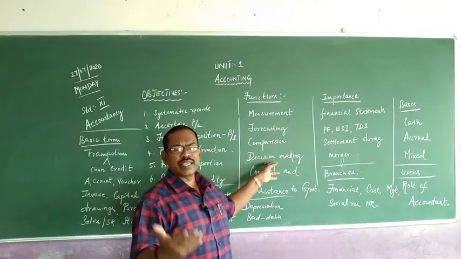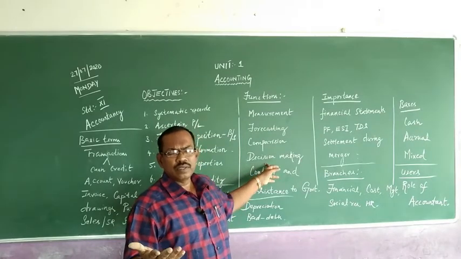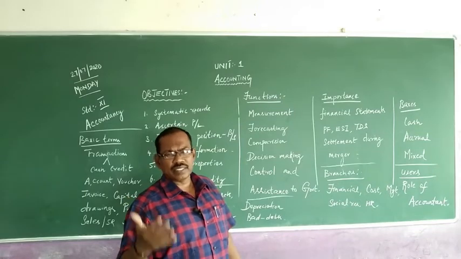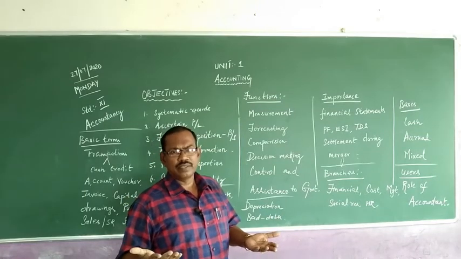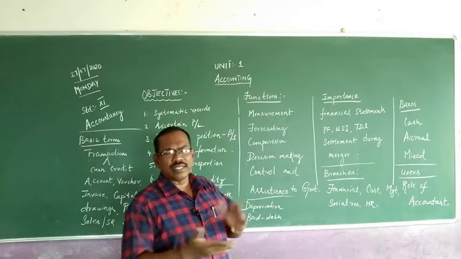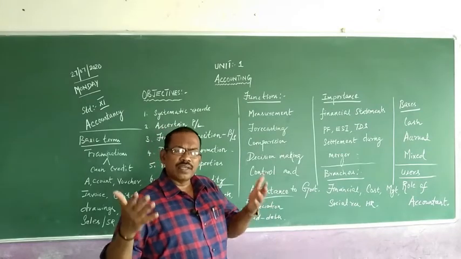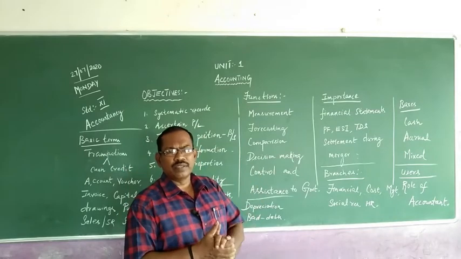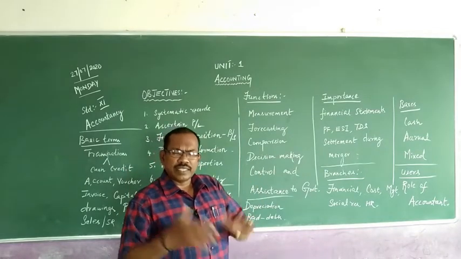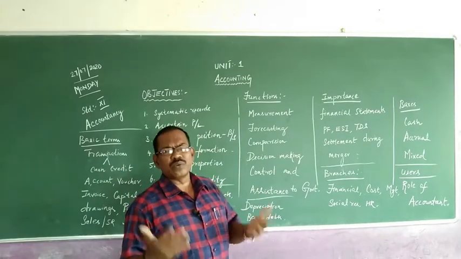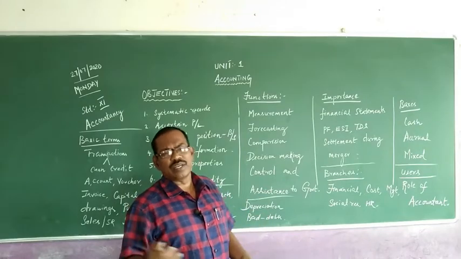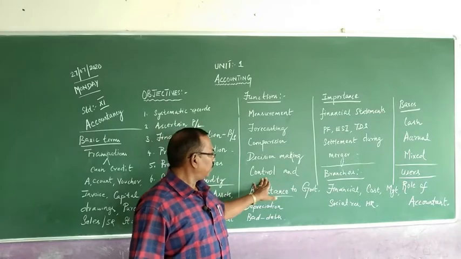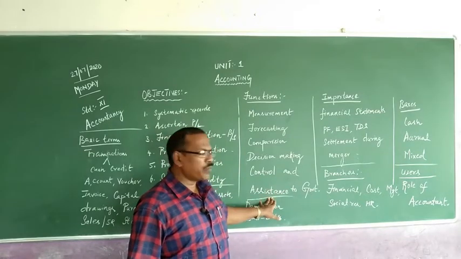Of course, decision making. By doing all these things, decisions have to be taken. Are we spending on unwanted things? Are the activities productive? Are the activities purposeful? Is it legitimate? You have to follow everything and come to a conclusion. That conclusion is known as decision making. Then control, and assistance to government.